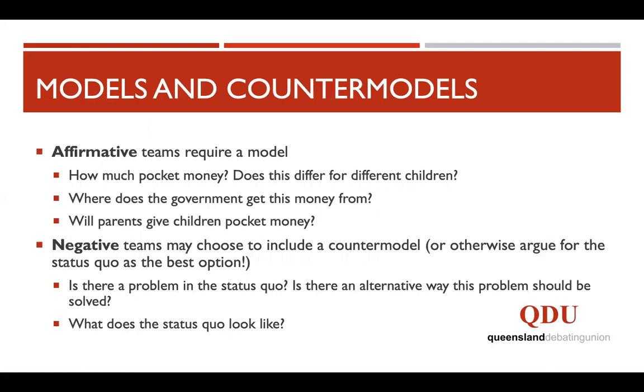Then let's take a look at models and countermodels. A model is a way in which you can clarify how a policy is going to be implemented. So obviously, we know that the government is going to pay children pocket money, but there are a lot of unanswered questions left by the topic. So, affirmative teams require a model. Here are some of the questions that you may want to answer in your model.